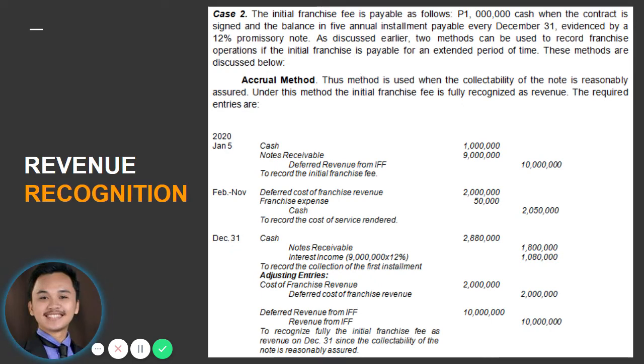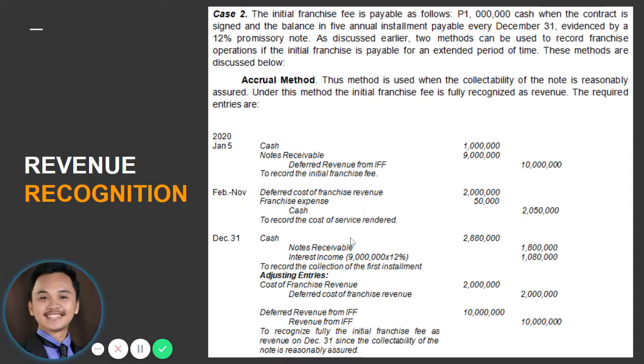So when are we going to use accrual method? When are we going to use installment method? Accrual method ang gamiton when the note is reasonably assured. Meaning there is a high possibility that your promissory note will be collected. Okay? So therefore, we will use accrual. Pero kung guys, the collection of your note is not reasonably assured, that means we will use installment method. So later on, we will discuss installment method. But at this moment of time, let us use accrual method first.